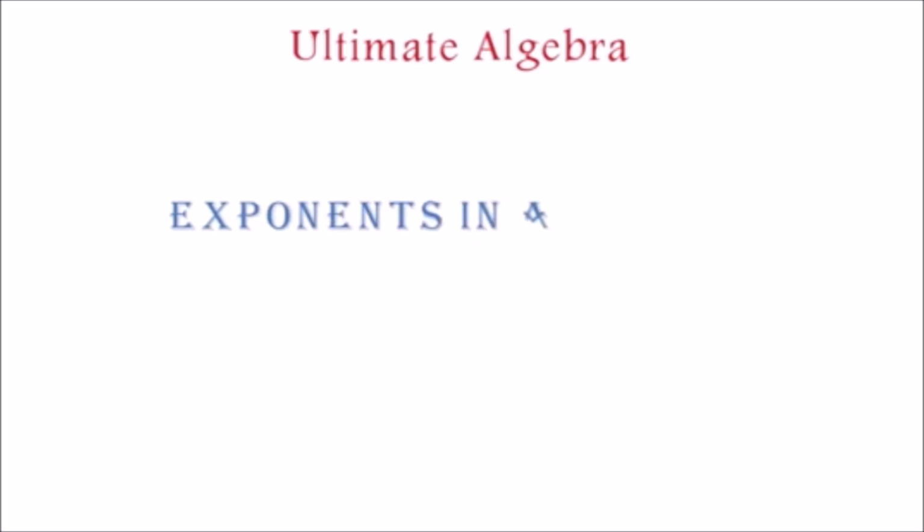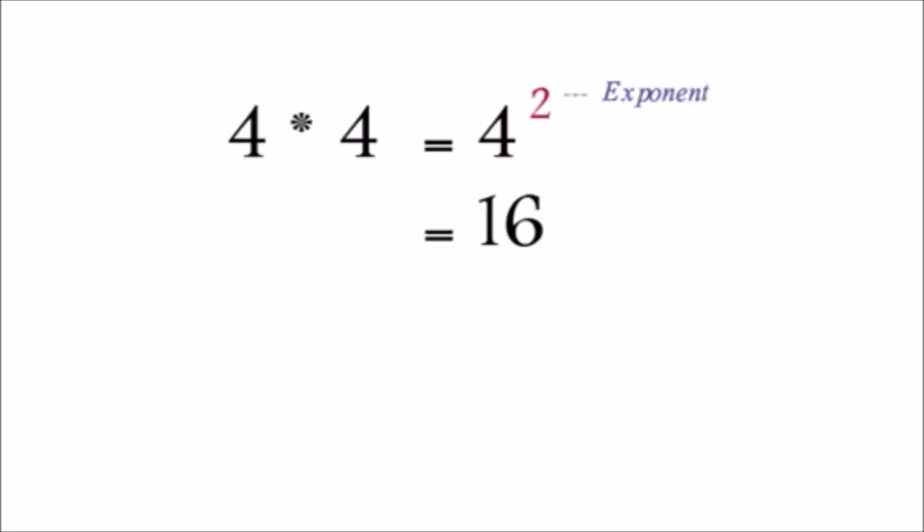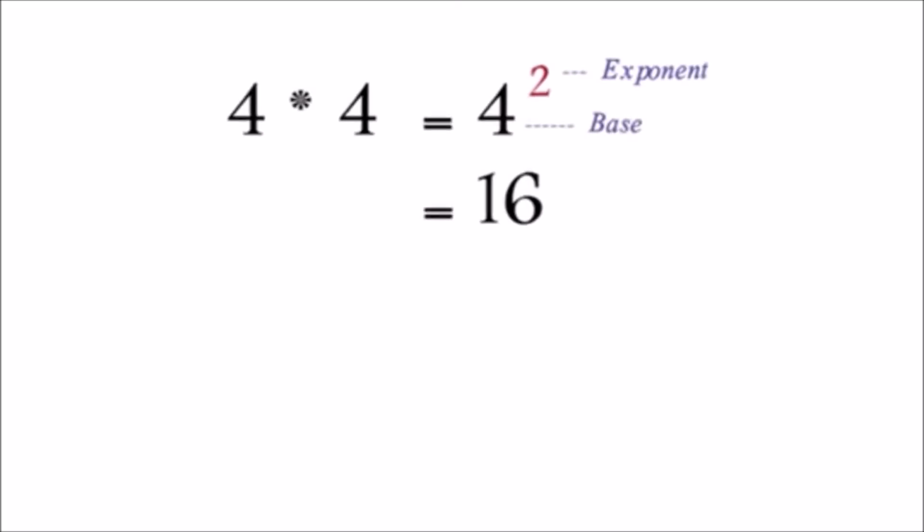Exponents of terms in algebra. Exponents show how many times a number or variable multiplies itself. Example, 4 times 4 equals 4 squared, which is equal to 16. So this is the exponent and the number here is the base.